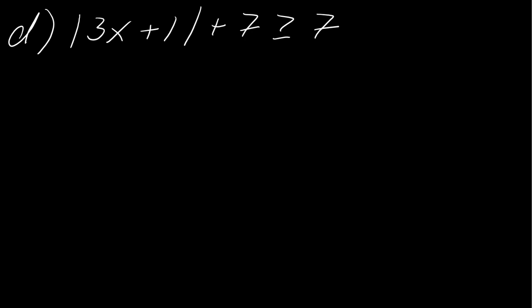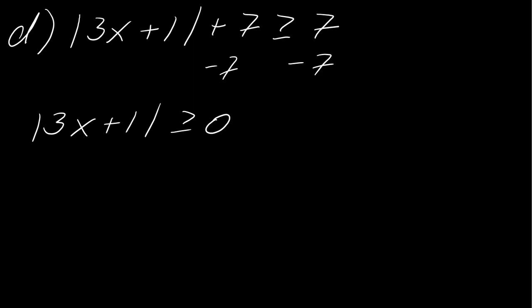Okay, and for my last one, this is also a special case. First things first, I need to subtract off the 7. So now I have the absolute value of 3x plus 1 is greater than or equal to 0.